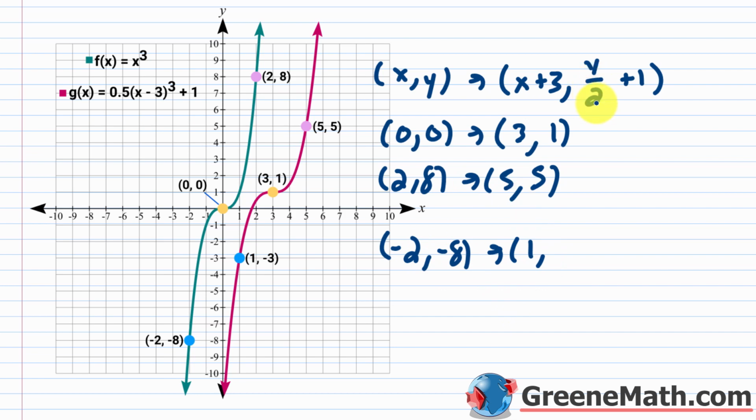And then negative 8 over 2, that's negative 4. Negative 4 plus 1, that is negative 3. So this negative 2, negative 8 is going to go to 1, negative 3. So again, with those points, you're able to easily sketch this guy. You know what the general shape is, and you can put more points in if you need to, but I think this is enough to get a good graph going.